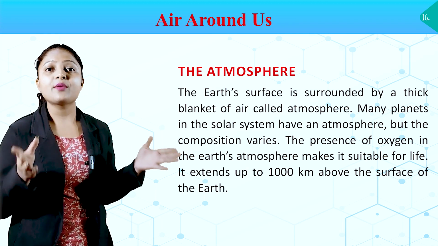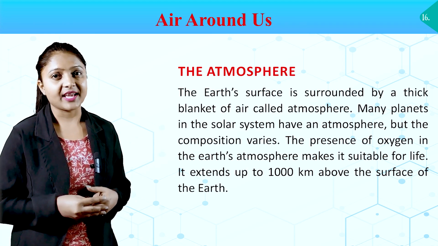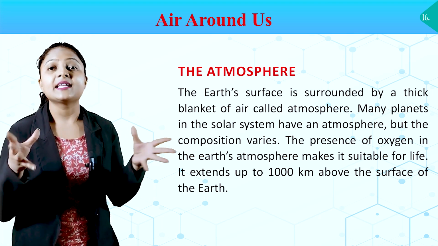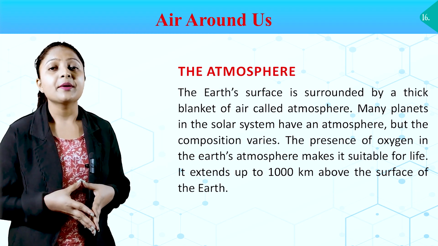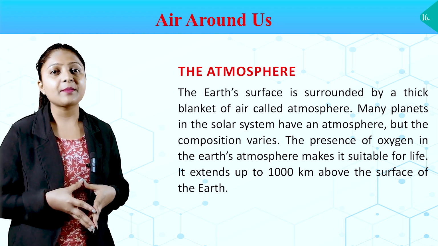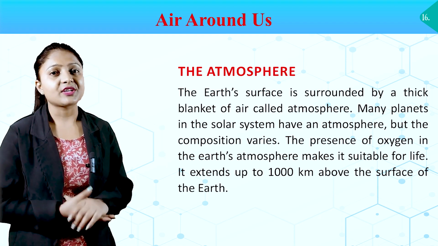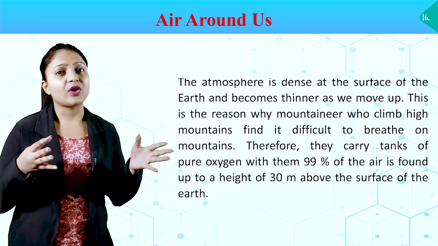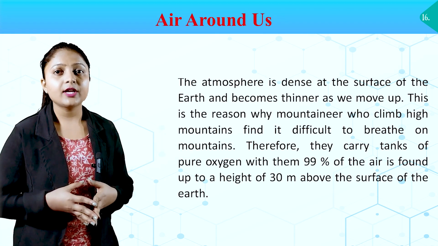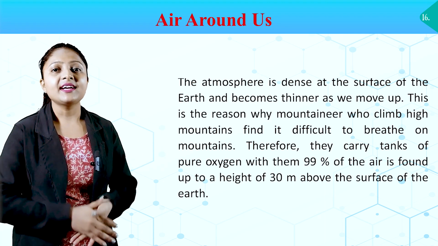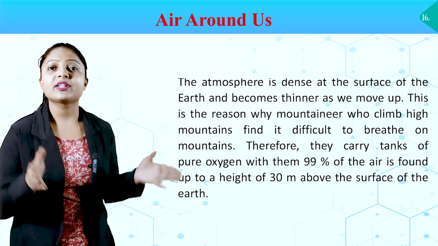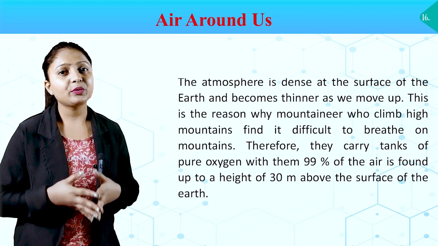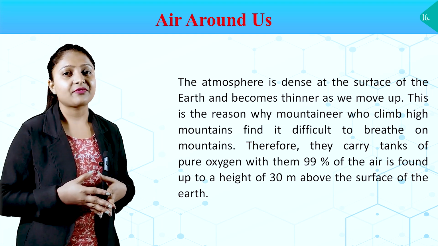The atmosphere. The Earth's surface is surrounded by a thick blanket of air called atmosphere. Many planets in the solar system have an atmosphere, but the composition varies. The presence of oxygen in Earth's atmosphere makes it suitable for life. It extends up to 1,000 km above the surface of the Earth. The atmosphere is dense at the surface of the Earth and becomes thinner as we move up. This is the reason why mountaineers who climb high mountains find it difficult to breathe. Therefore, they carry tanks of pure oxygen with them. 99% of the air is found up to the height of 30 km above the surface of the Earth.